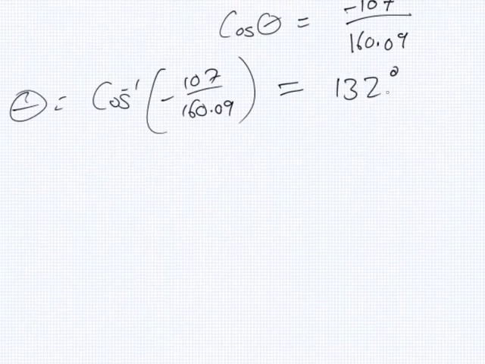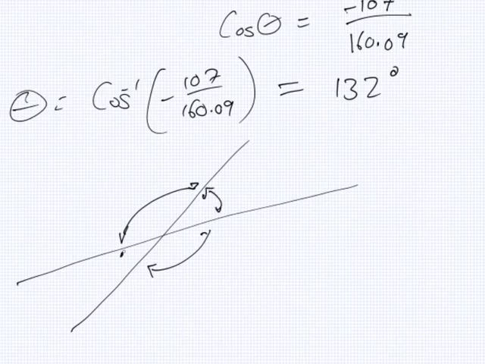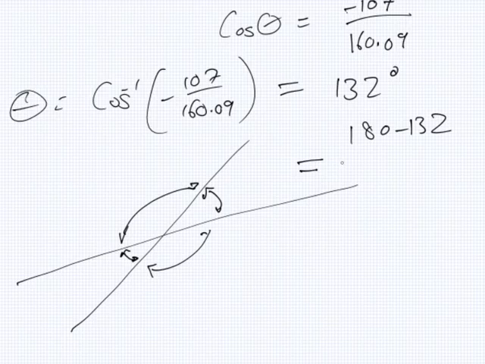Is 132 the answer? No. Because when we have two lines together, they make two angles, an obtuse angle or an acute angle. We usually use the acute angle, so we should do 180 minus 132, which is 48. Got that? Very common question in the exam. Very, very common. There's one last type to do.